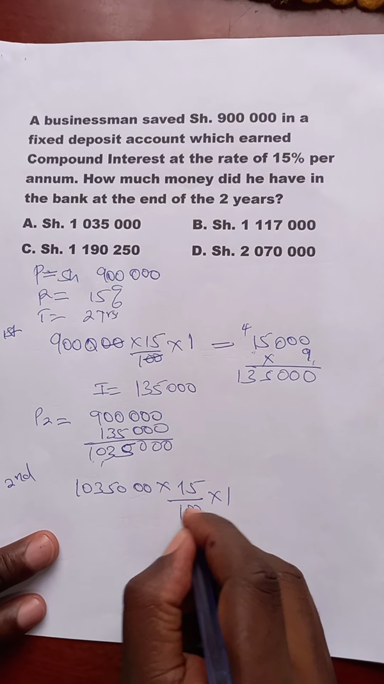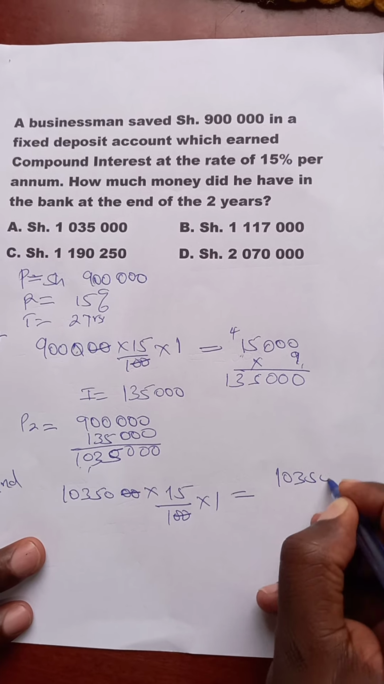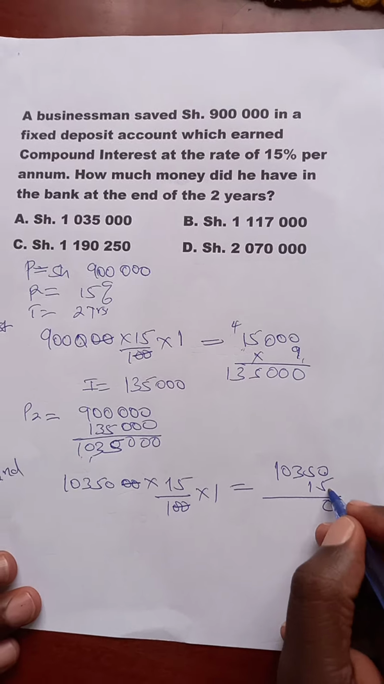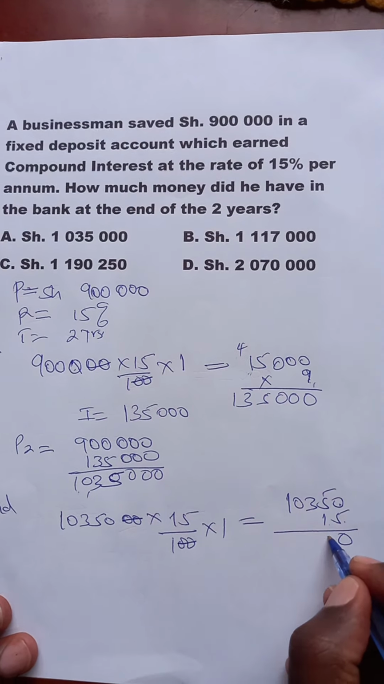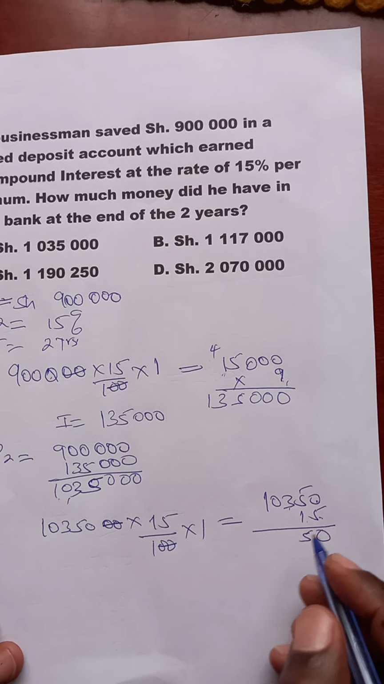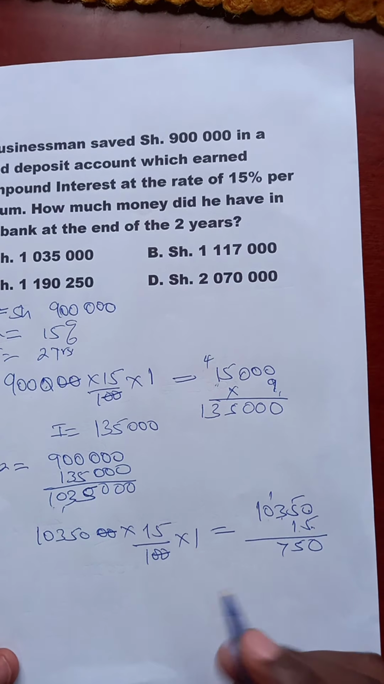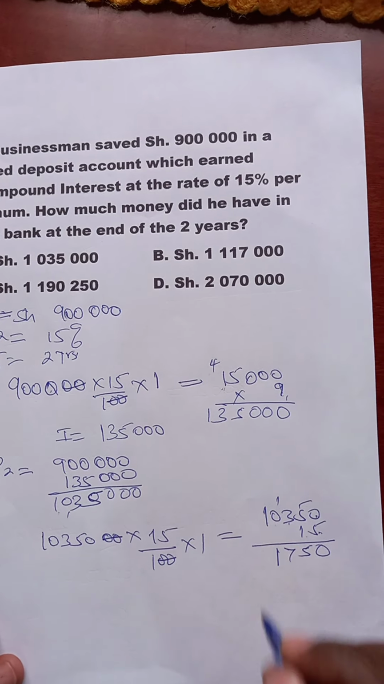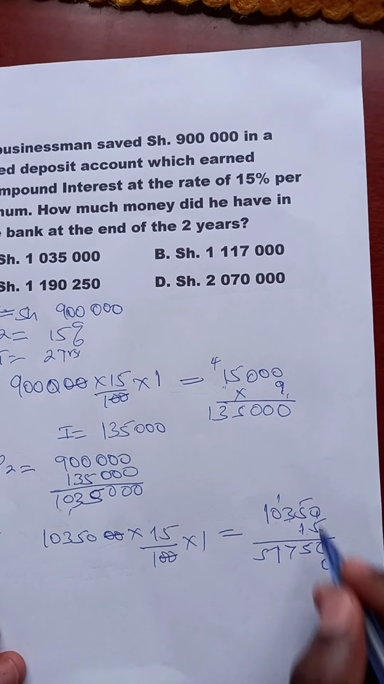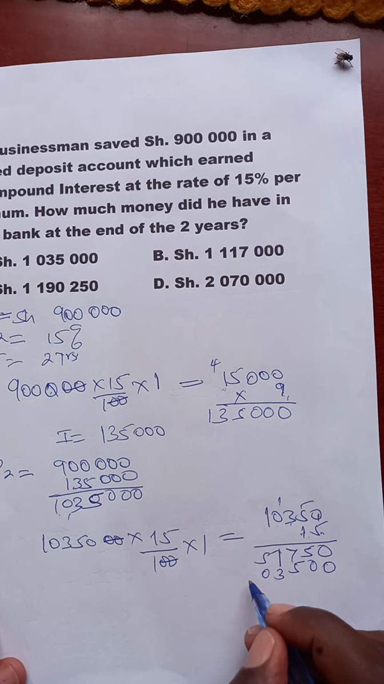Then you cancel your possible, by zeros go, by zeros go. You multiply 10,350 times 15. 5 times 0, 0. 5 times 5, 25. You write 5 carry 2. 5 times 3, 15 plus 2, 17. Carry 1. 5 times 0, 0 plus 1, 1. 5 times 1, 5. You multiply by 1, you put 0 first there. 0, 5, 3, 0, 1.